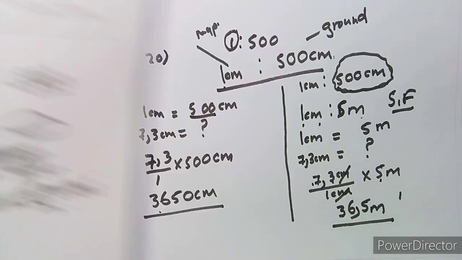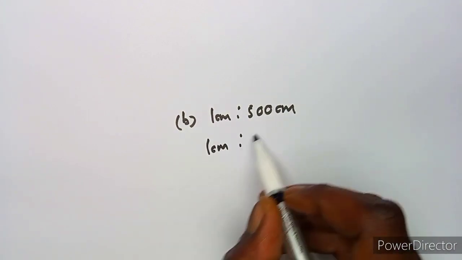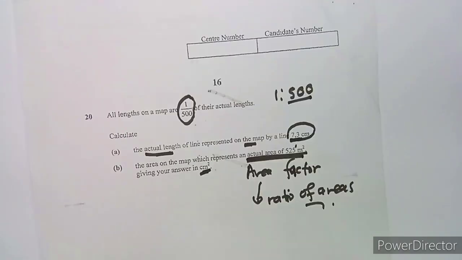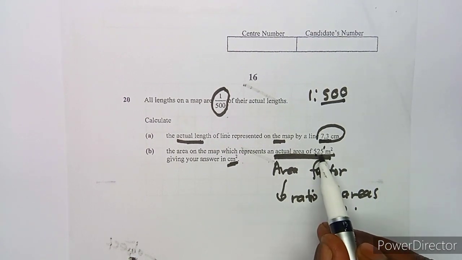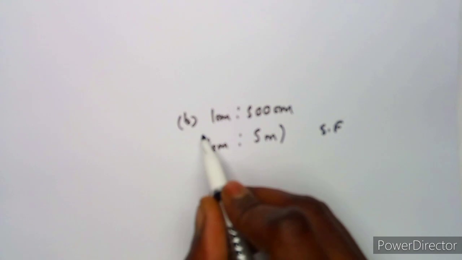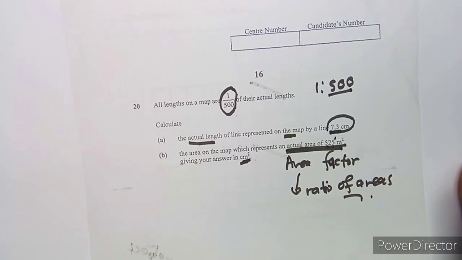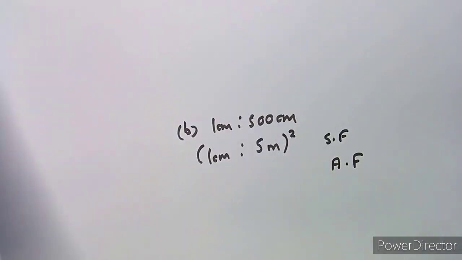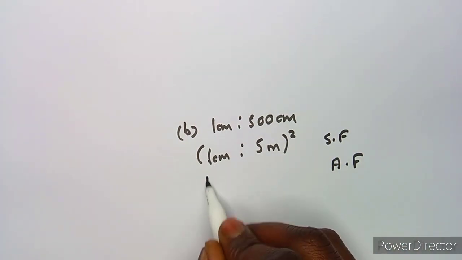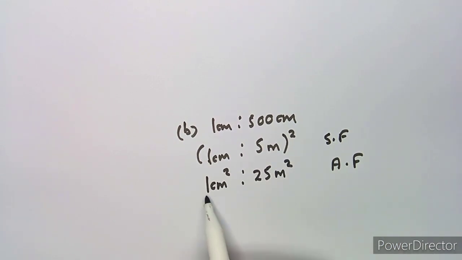So where do I find this area factor? Okay, we are going to start from here. We said 1 centimeter is represented by 500 centimeters, which we converted to meters, and we said it is represented by 5 meters. So this is what is going to happen. Now you want to represent an area of 525 square meters on the map. So this is what you're going to do. This is your scale factor. You have to square this in order to obtain what is referred to as the area factor. So from scale factor to area factor, you square what you're given. You have to square that value. So you have to square this value, which is 1 squared, that's 1 square centimeter as to 5 squared, which is 25 square meters. So that is what you're going to have. So what does this mean? It means 1 square centimeter on the map.